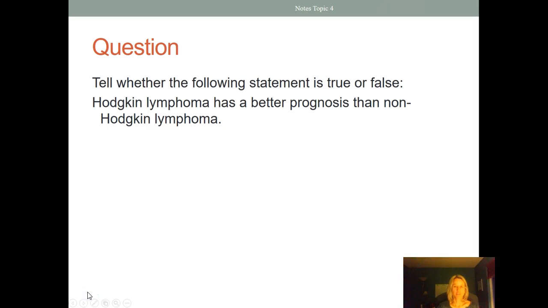Tell whether the following statement is true or false. Hodgkin's lymphoma has a better prognosis than non-Hodgkin's. And this is true, because Hodgkin's is usually very localized, usually a single lymph node or group of nodes, usually cervical. Okay, that's it. We'll see you for part 2.